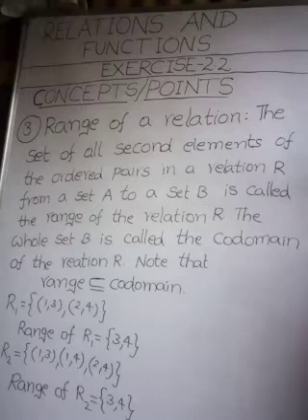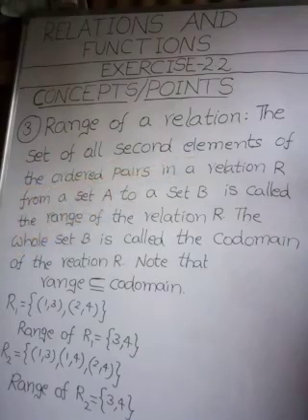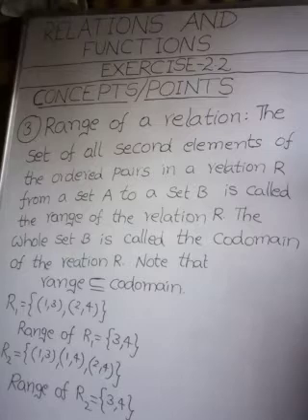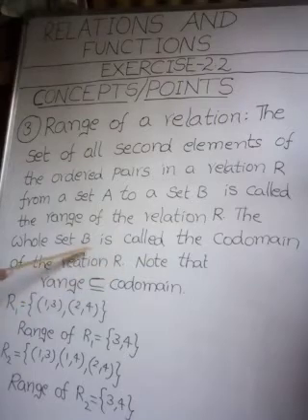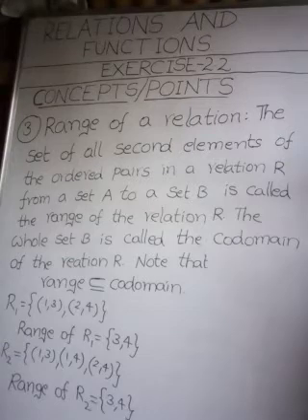The range of a relation R means the set of all second elements of the ordered pairs in the relation R. The set of all first elements of the relation R is said to be the domain. The second point we have discussed: the range of the relation R is the set of all second elements of the ordered pairs in the relation R. And the whole set B is called the codomain of the relation R. The whole second set B is called the codomain.